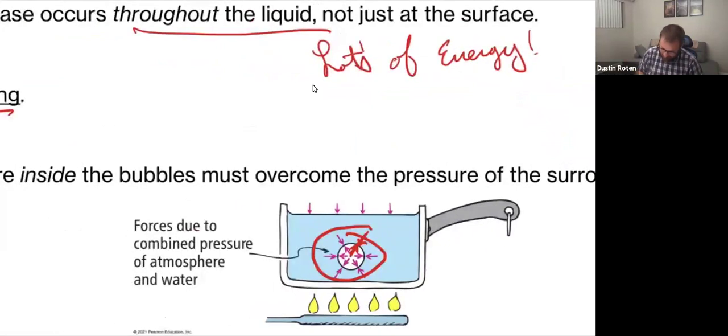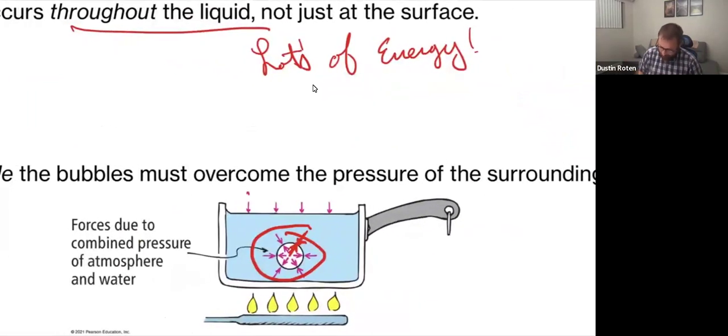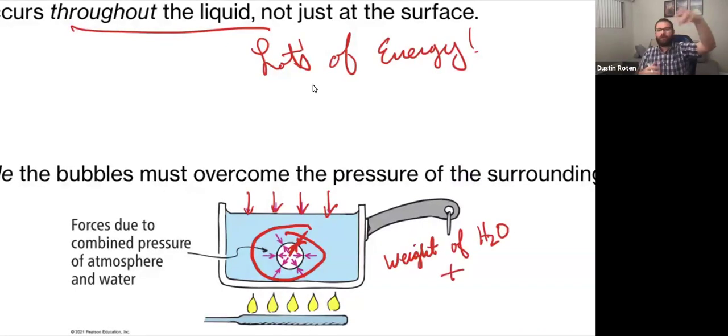And of course, the water pressure comes from the air pressure as well. So you've got the weight of the water, H2O, and you've also got the air pressure, the weight of the air above it too. And that's where that fighting pressure comes from.